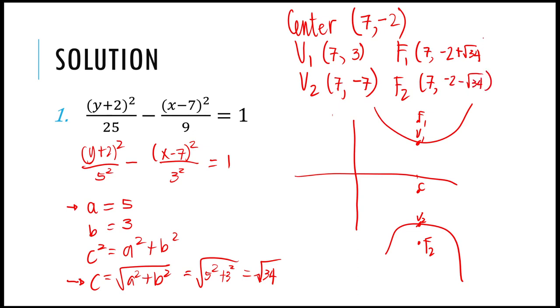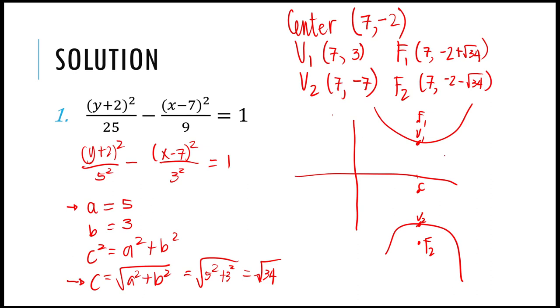Saan po galing yung square root of 34? Yun po yung C. Bakit? Kasi yun po yung definition natin ng center to focus distance, which is C. Ayan. Vertex, vertex, focus, focus. Center.